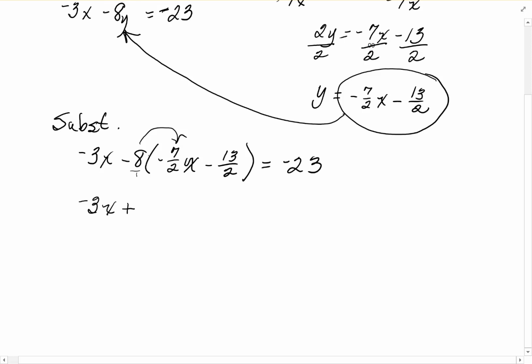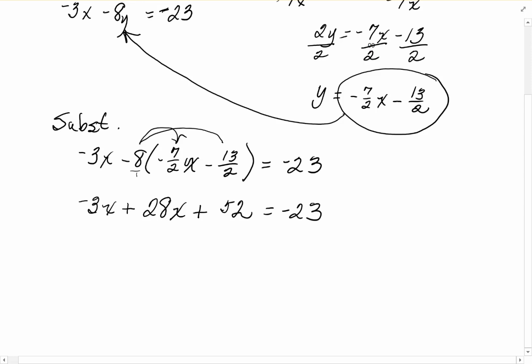This 2 divides into this 8, making it 4. So 4 times 7 is 28x. Then I have to multiply here, and I have negative 8 over 1 times negative 13 over 2. Negative times negative is positive. The 2 goes into the 8 4 times. 4 times 13 is 52. And that's just the whole number, 52, is equal to negative 23.